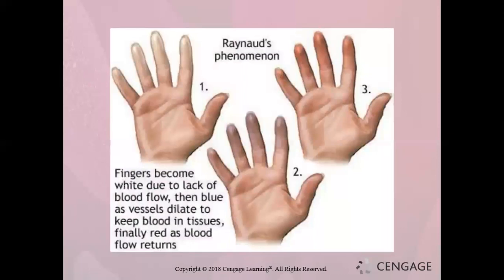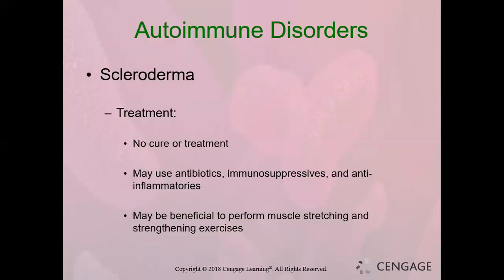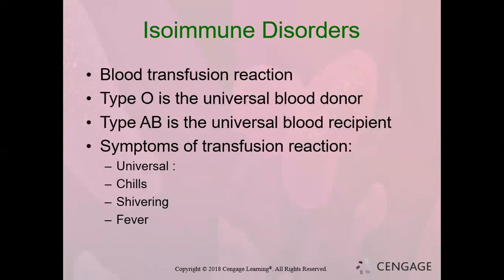So this is Raynaud's phenomenon. It actually can be white, then it'll turn blue, and then finally red as the blood flow returns. There's no cure for scleroderma, and they may use antibiotics. They're going to throw everything they can at these things to try to help the person.